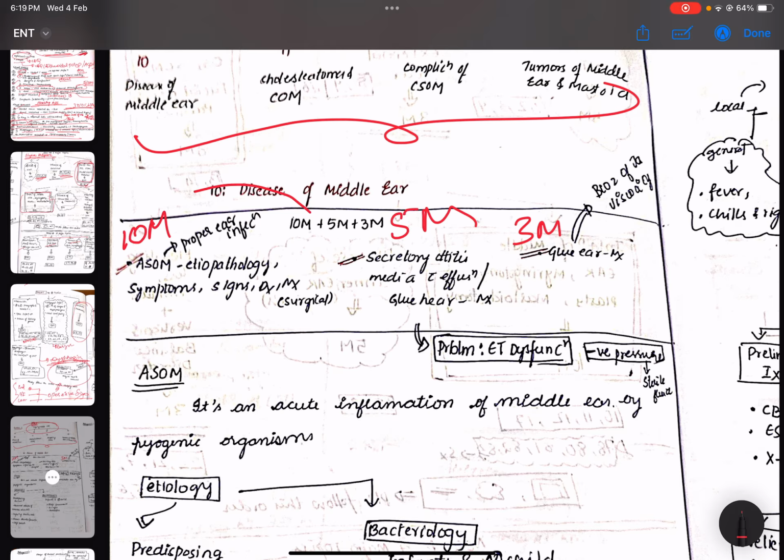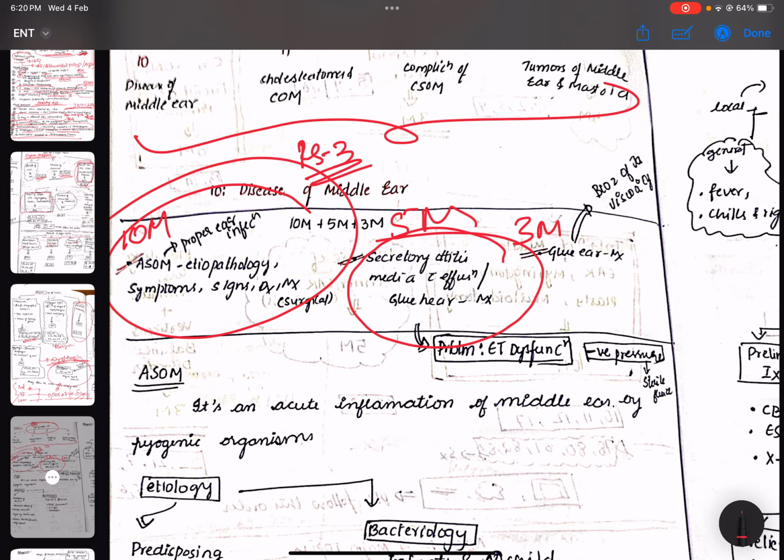Okay, though ASOM was asked in RS3, we cannot take a risk, right? So this is one of the important 10 markers which was asked. So based on this, let us first build the concept. Whenever they say secretory otitis media, remember it's a problem of eustachian tube dysfunction. That is, you will have negative pressure. So you will have sterile fluid, and this is the same. That is, due to SOM you will have glue ear.